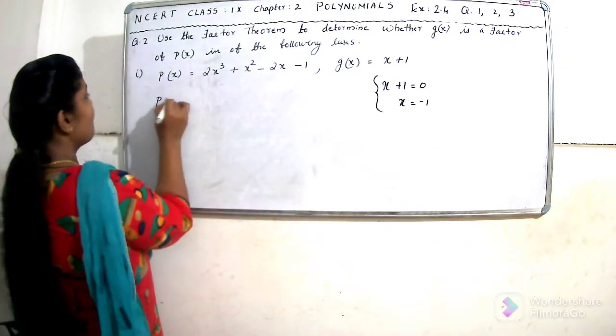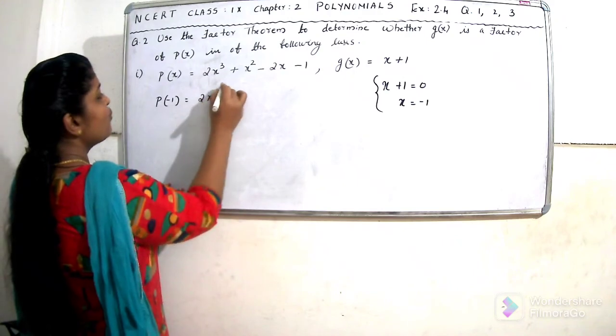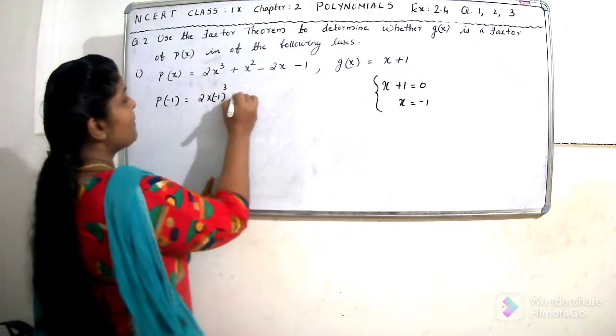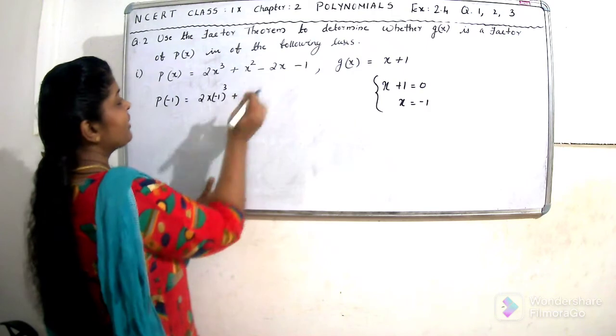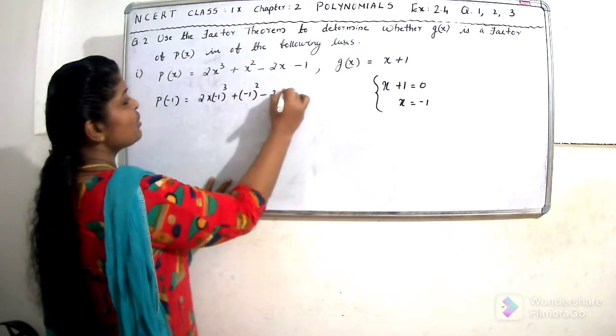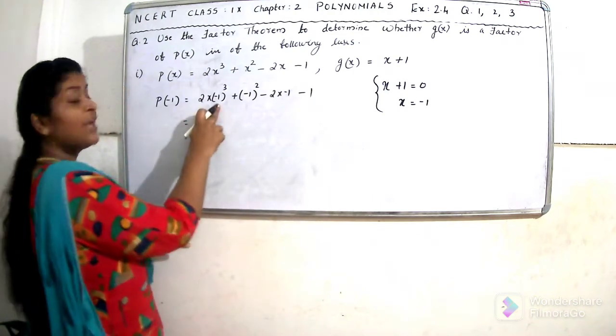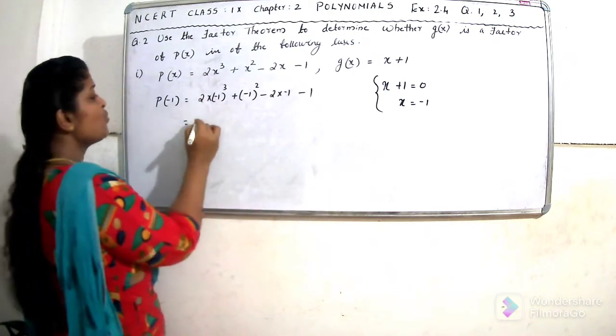So P of negative 1 is equal to 2 into negative 1 the whole cube plus, instead of x we have to substitute negative 1 square, minus 2 into negative 1, minus 1. Now calculation. Here negative 1 itself will come, so negative 2.